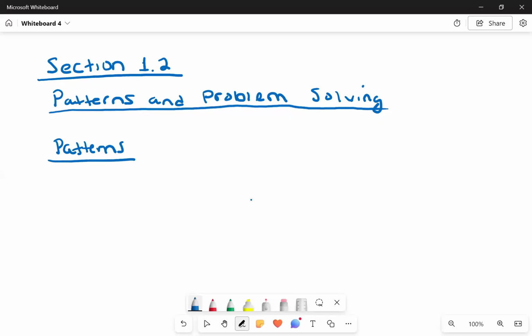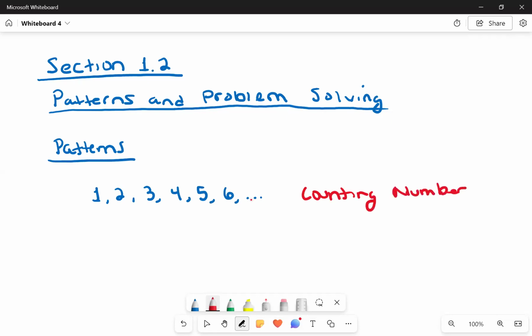In this video, we're going to talk about section 1.2, and we're going to focus first on patterns. To talk about patterns, I want to first discuss some patterns we might know from our previous math classes. The first pattern is the pattern of numbers that go 1, 2, 3, 4, 5, 6, and you get the idea. We call this the counting numbers. But in math, the formal name is the natural numbers.